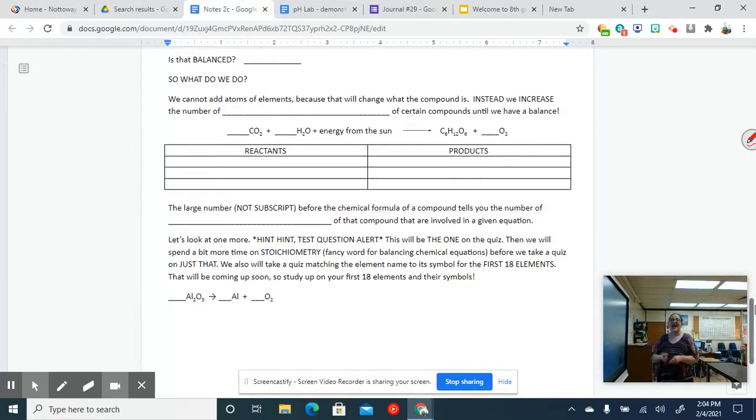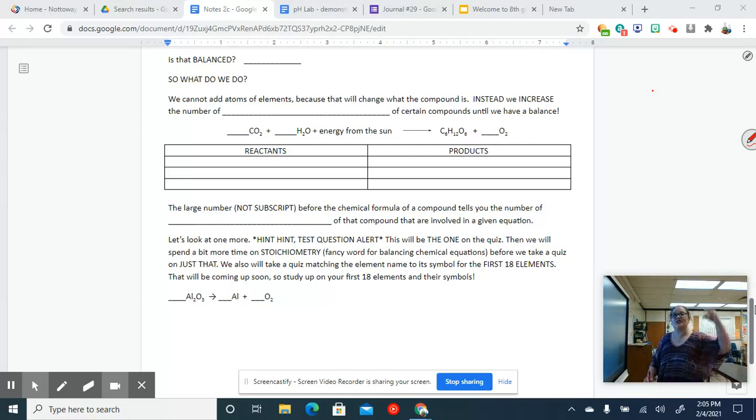You can't add atoms of individual elements because that will change what the compound is. So for example, I can't, with the CO2, just put a 6 there and say it's balanced now, right? No, because C6O2 is something else, or it's nothing. I'm not sure. Probably it's not anything, but it's definitely not carbon dioxide. It's something else. And we need carbon dioxide.